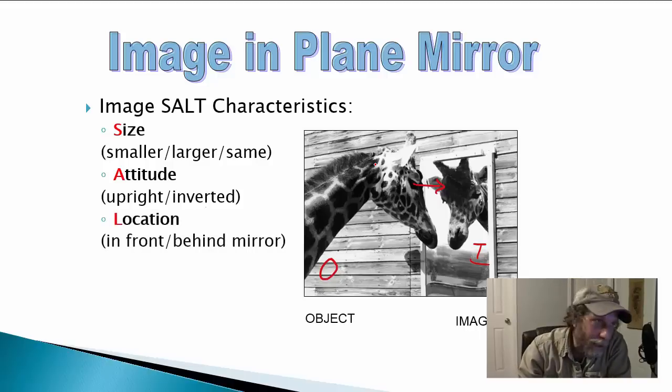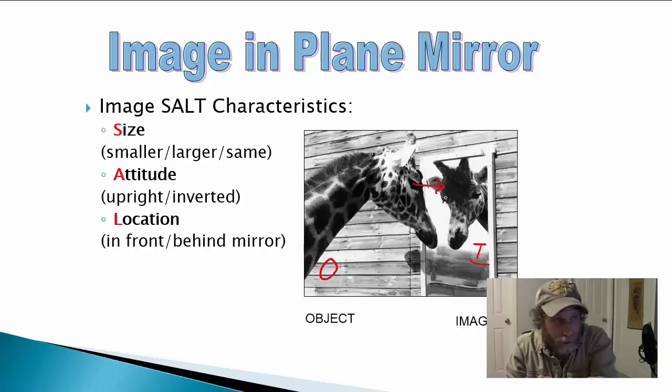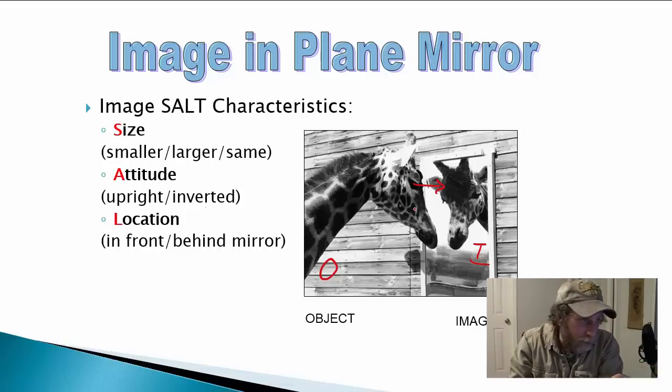Okay, location, I already mentioned that. The location, whether or not the image is in front or behind the mirror. So, okay, the image of this giraffe is behind the mirror, all right? Now, if you go behind the mirror, there is no other giraffe there. The image isn't actually there. It appears to be there. It's an optical illusion. Our brain interprets it as being behind the mirror.